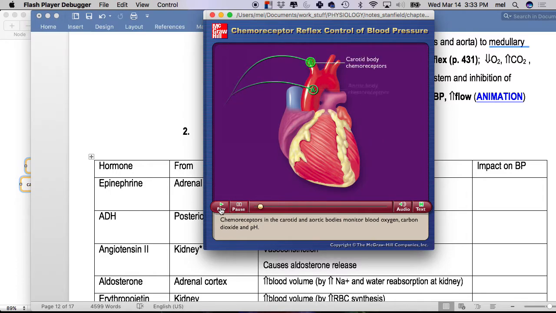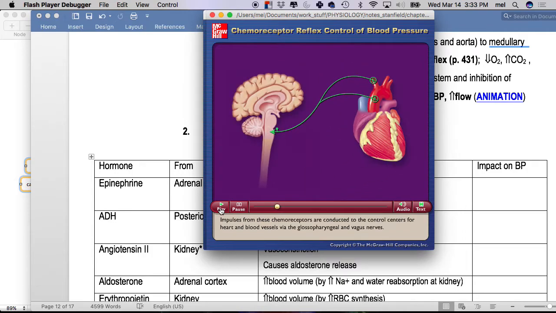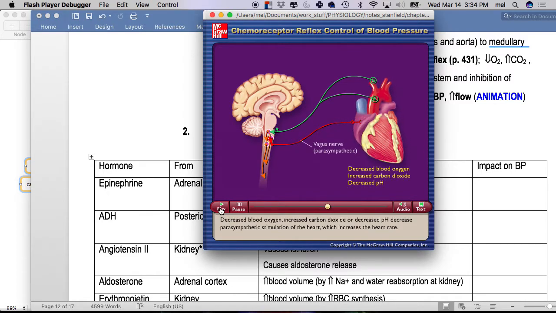Chemoreceptors in the carotid and aortic bodies monitor blood oxygen, carbon dioxide, and pH. Impulses from these chemoreceptors are conducted to the control centers for heart and blood vessels via the glossopharyngeal and vagus nerves. Chemoreceptors in the medulla oblongata monitor blood carbon dioxide and pH. Decreased blood oxygen, increased carbon dioxide, or decreased pH decrease parasympathetic stimulation of the heart, which increases the heart rate. Decreased parasympathetic.